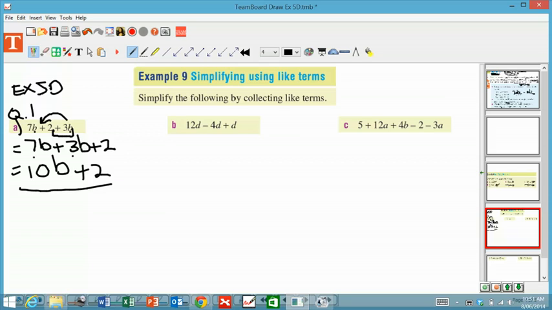That is our answer. We don't have any values for B here. You've got no other information about what B is, so that is as far as we can go. We can't go any further than that.